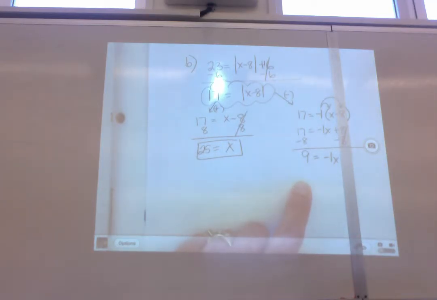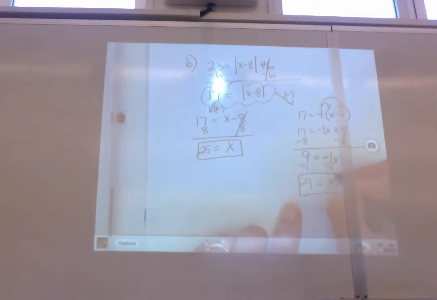Are we done? No. Kenya, what's the last step right here? Divide by negative 1. Thank you. Divide by negative 1, divide by negative 1. X equals negative 9. Oh, does that look like fun?